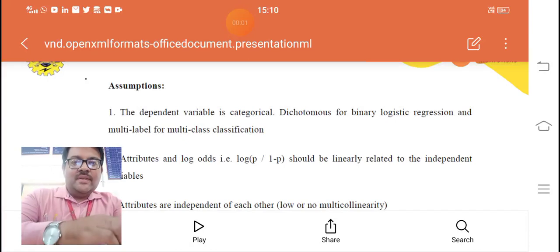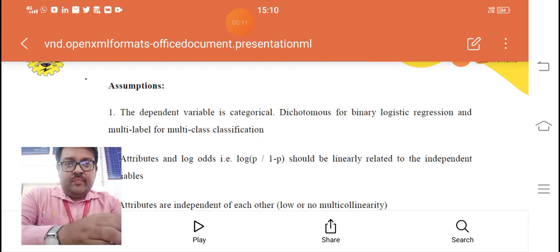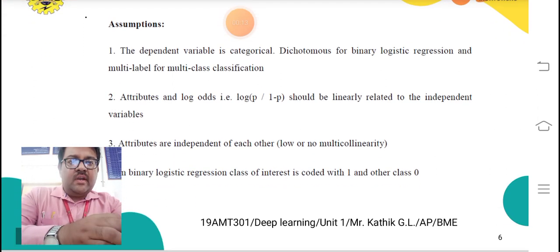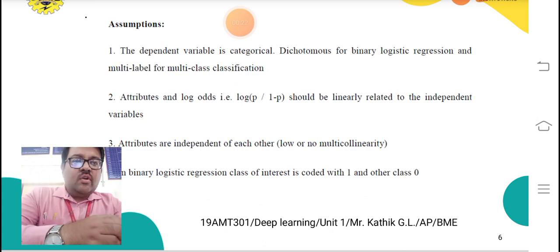Hello friends. Now we were discussing logistic regression. Now we will see what are the different types of assumptions that we make in logistic regression. First one, the dependent variable is categorical. The dependent variable, that means the y-axis, is having different categories.